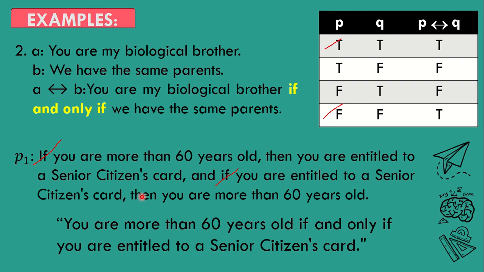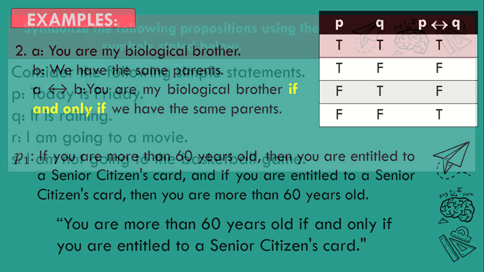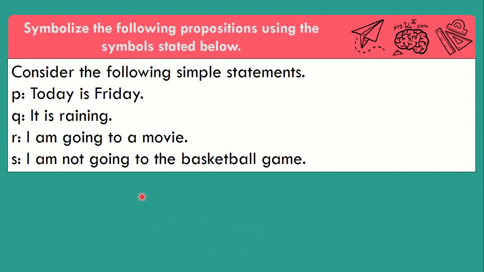Now, since we are done with all the connectives for the compound propositions, let's try to utilize them in symbolizing statements. Let's try to symbolize the following by using the simple statements: P, today is Friday. Q, it is raining. R, I am going to a movie. S, I am not going to the basketball game.